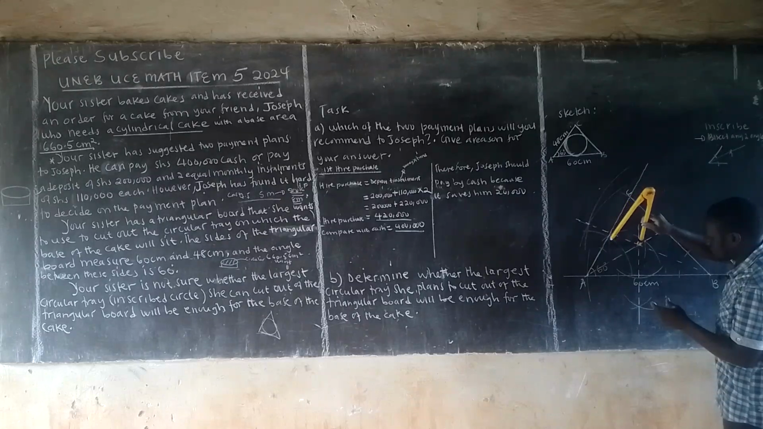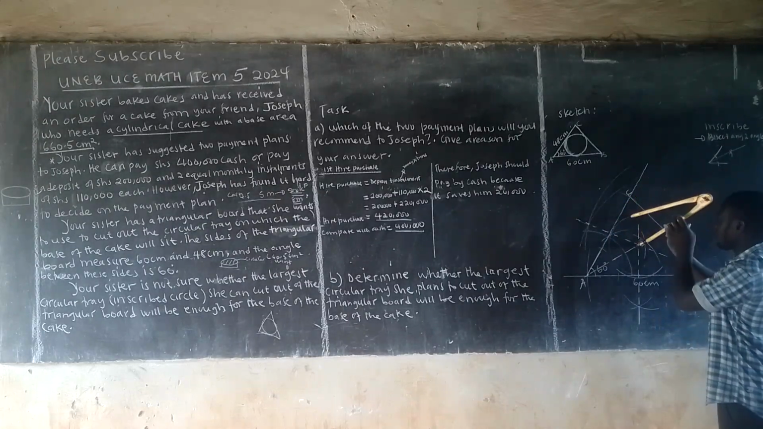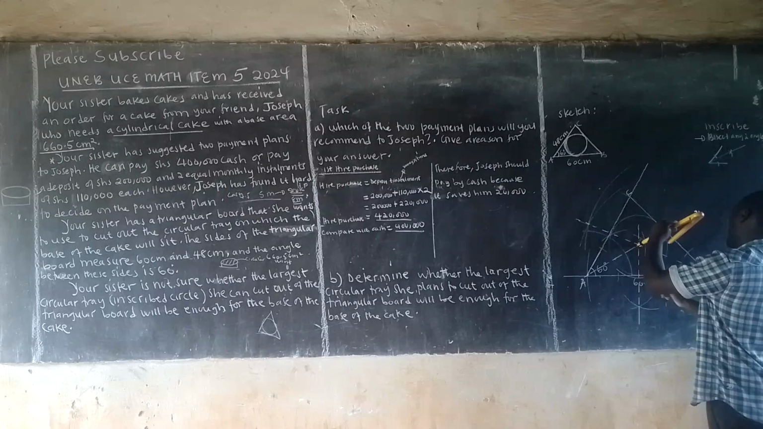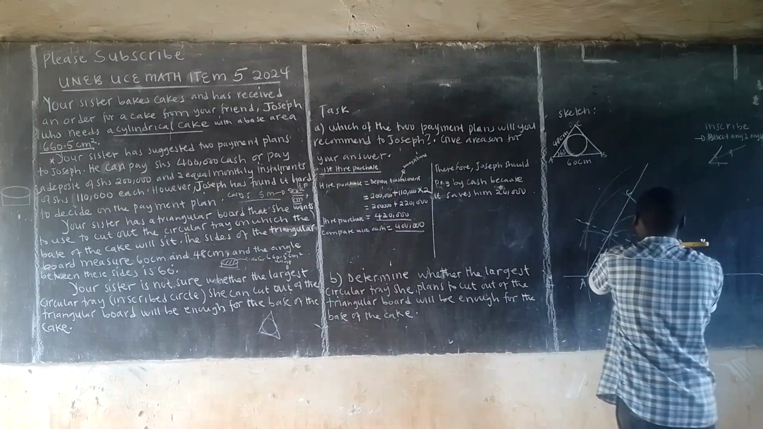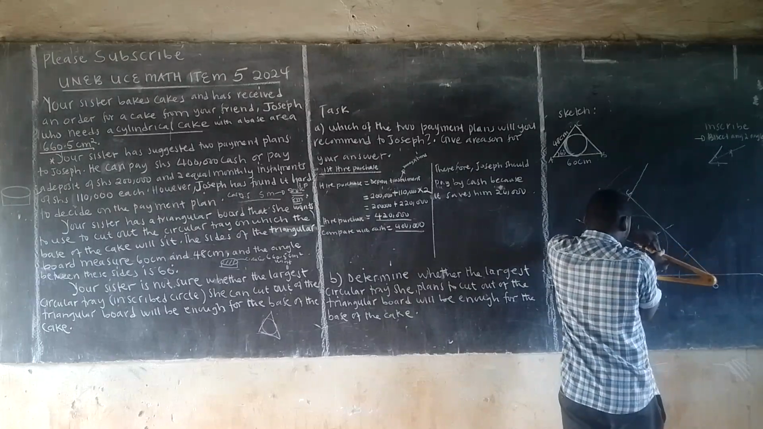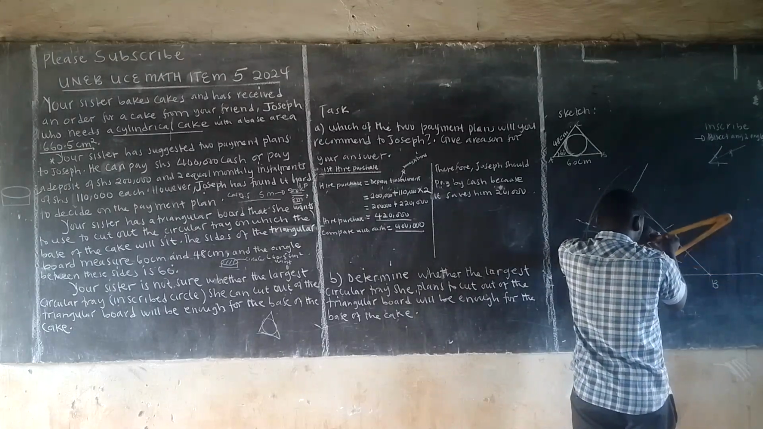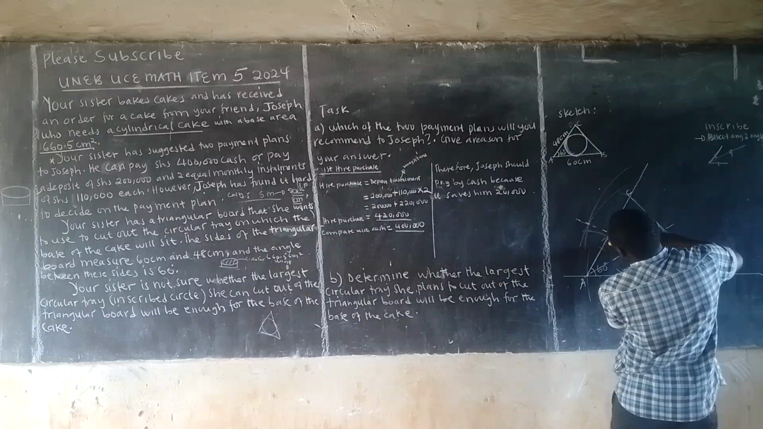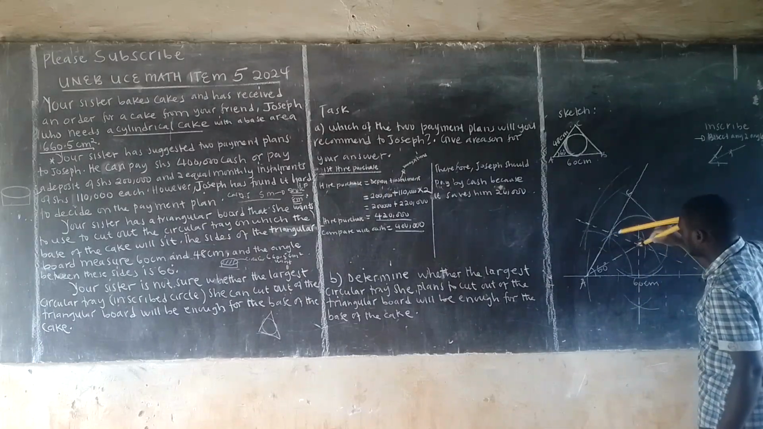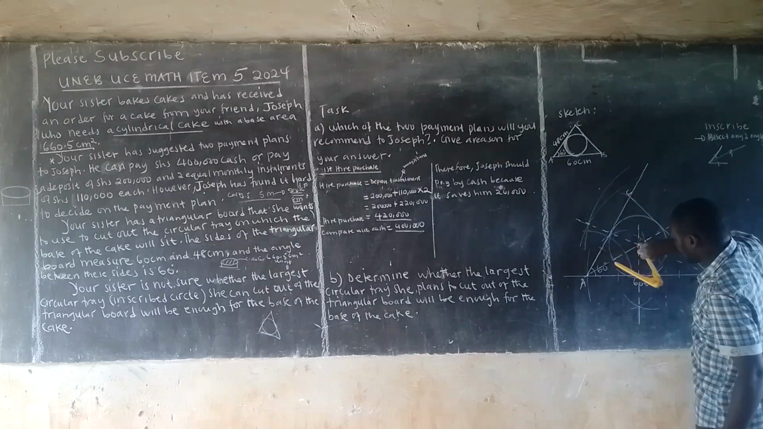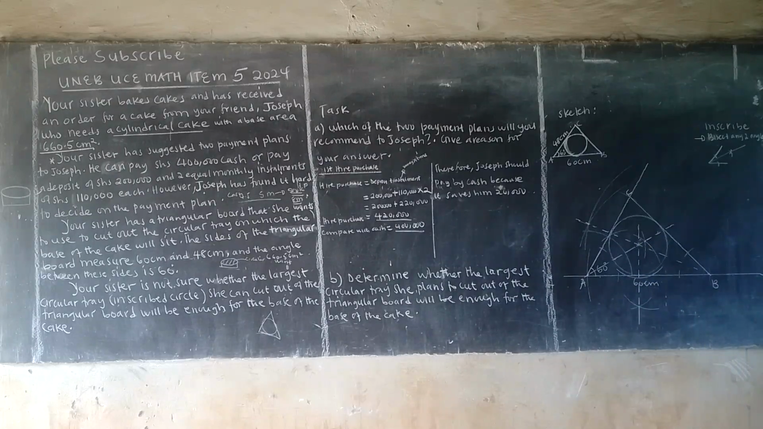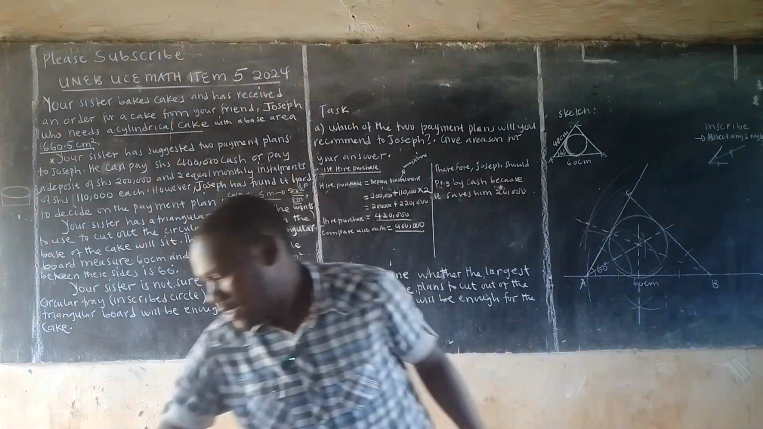Start drawing from here. Don't force it. Just start drawing. This is something simple. And you realize that finally we have inscribed the circle. So that's what they wanted.